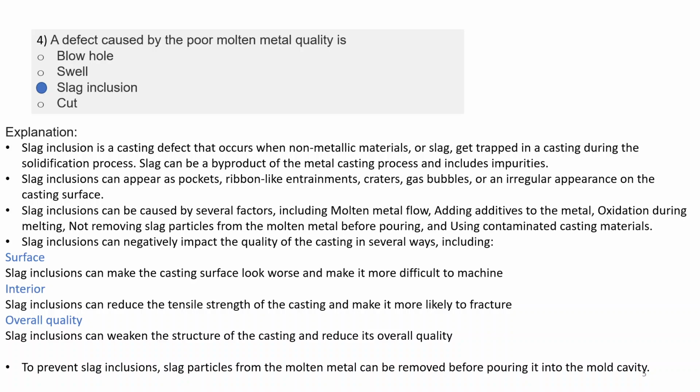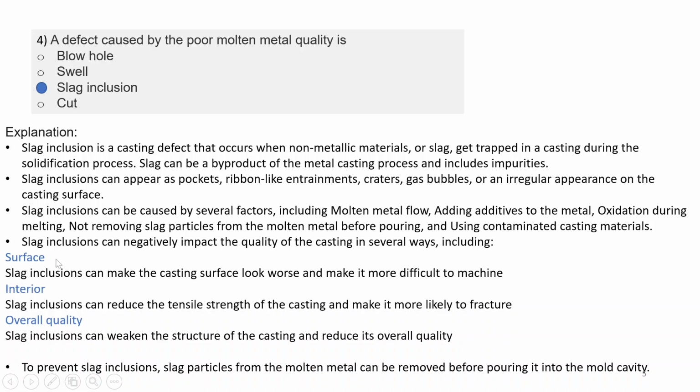Slag inclusions can be caused by several factors including molten metal flow, adding additives to the metal, oxidation during melting, not removing slag particles from the molten metal before pouring, and using contaminated casting materials.